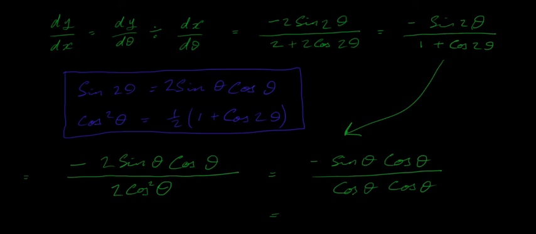Okay, and just to finish this off then, I know that sine theta divided by cos theta is tan theta. I've still got this minus here, I'll just stick that in there. And I've got this cos theta divided by cos theta, which is just 1. So my final answer then is just minus tan theta. So dy dx is minus tan theta. So there are my two examples for parametric differentiation.